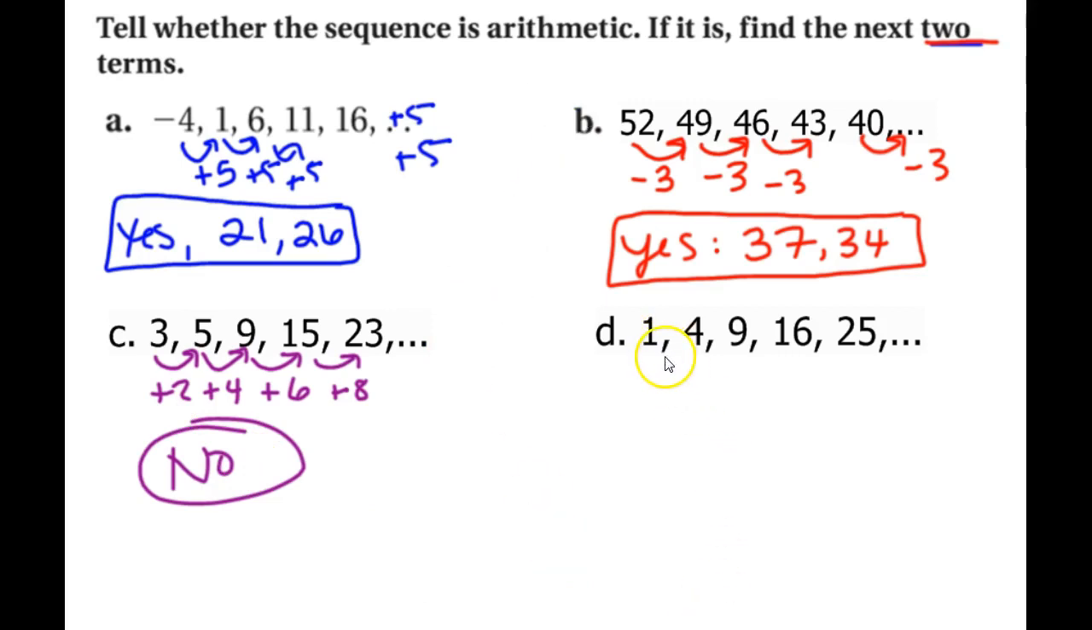And the last one, from 1 to 4, we're going up 3. From 4 to 9, we're going up 5. So right there we can stop and already see that, no, this is not arithmetic.